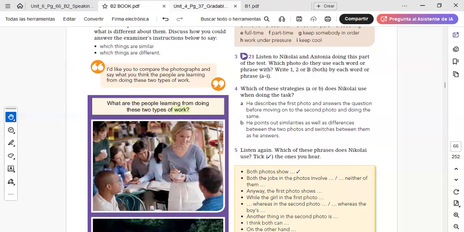Thank you. Antonia, which of these jobs would you prefer to do? I prefer to coach children than work in a restaurant because really I enjoy being in the fresh air more than being indoors. And I like kids. Thank you.